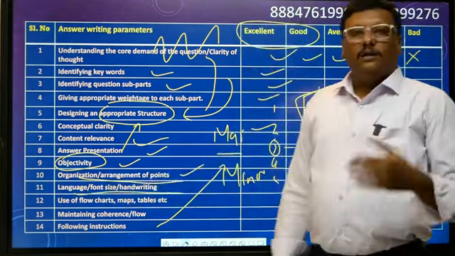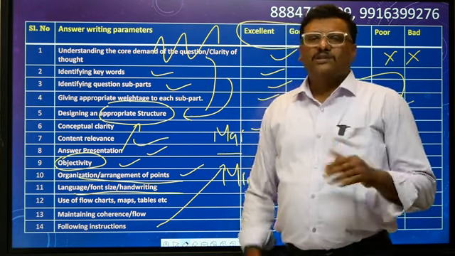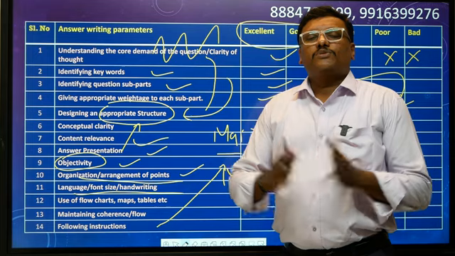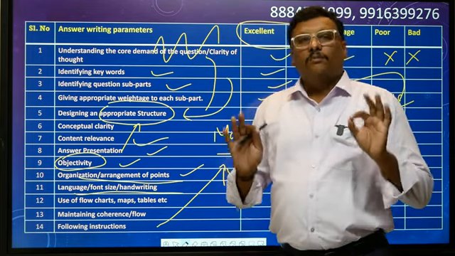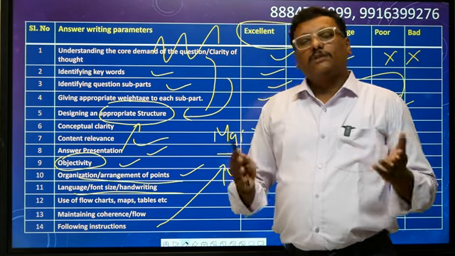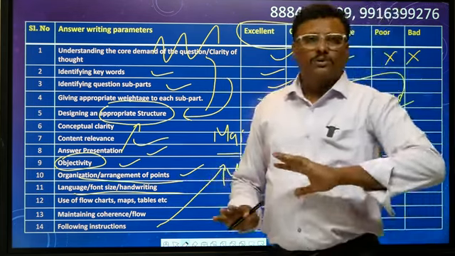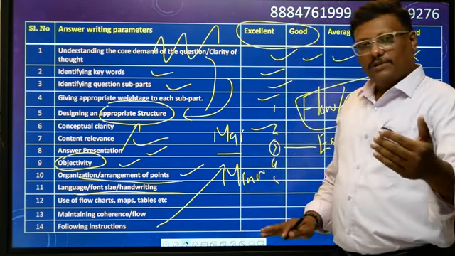Then comes your language. As I said in the presentation, proper language is important. Good vocabulary is simple vocabulary. Exceptional language is not expected of you, but you should be able to present your view in simple language that can be easily understood. You should have proper font size and handwriting also. Don't do scribbling. That is a very bad presentation.